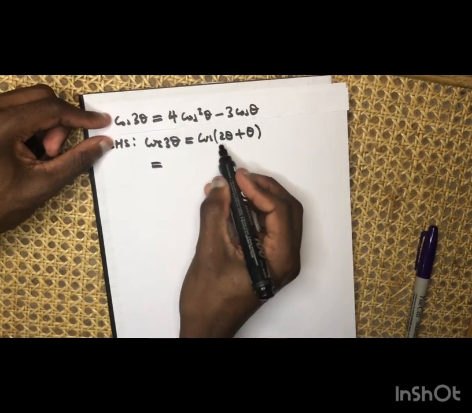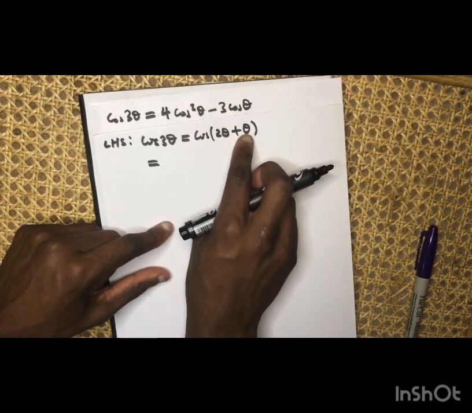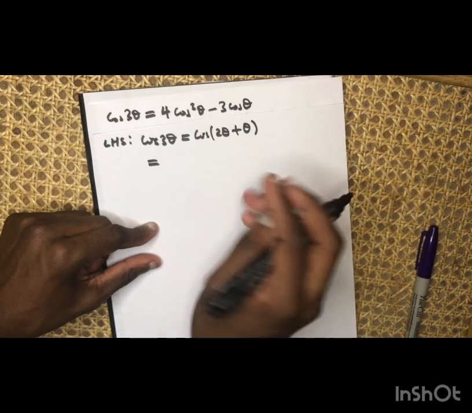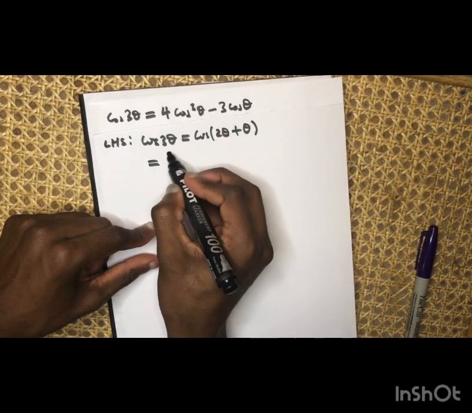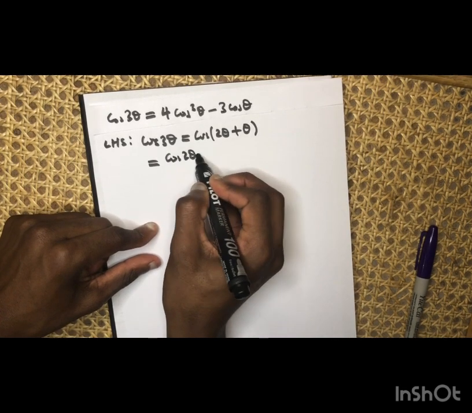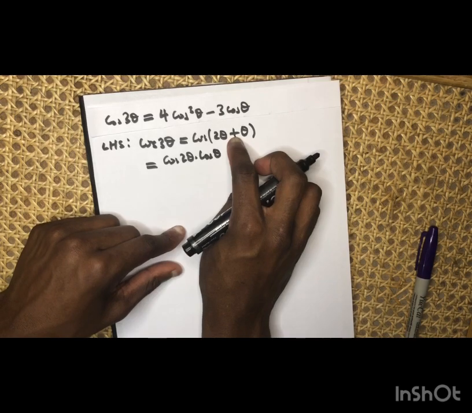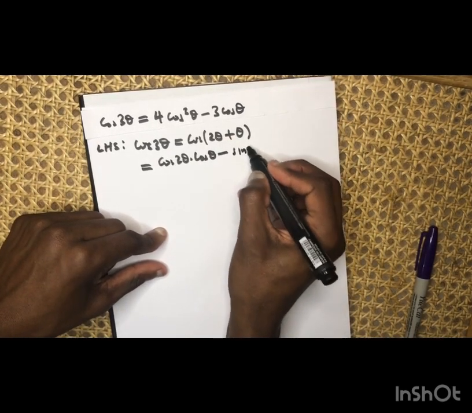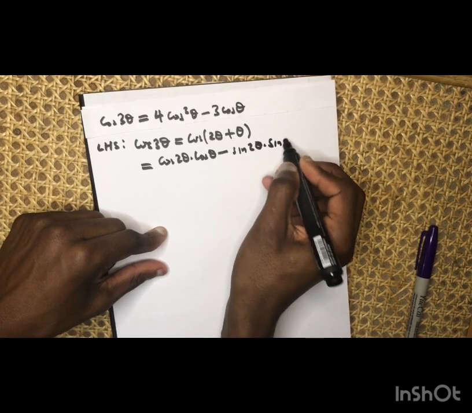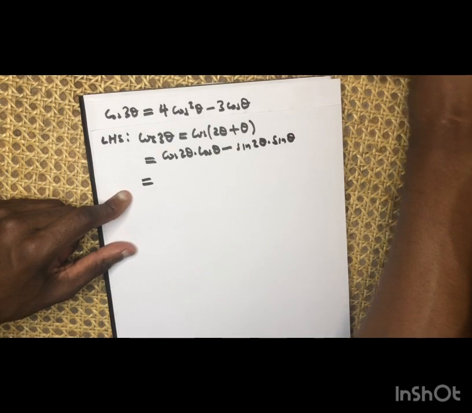So if I'm changing this one, remember your compound angle, this is your A and B. So the compound angle of cos, start by saying cos, which is cos 2 theta cos theta. Remember, cos changes the sign when you expand. So this is going to be minus sine 2 theta sine theta. Remember, I want everything to be in terms of cos, in this case, not sine.